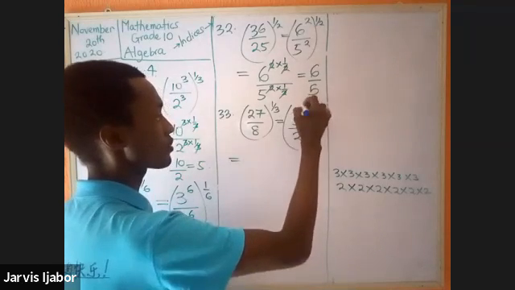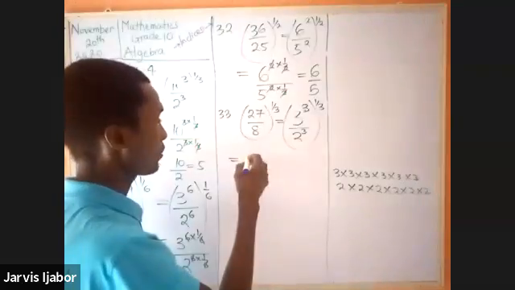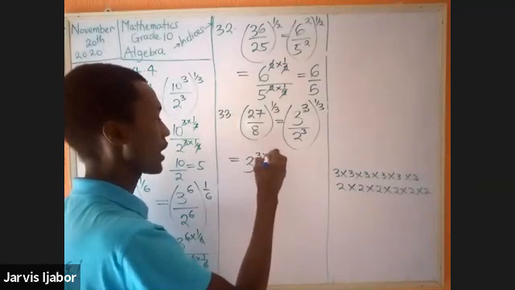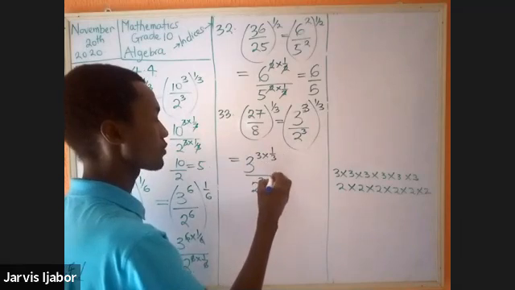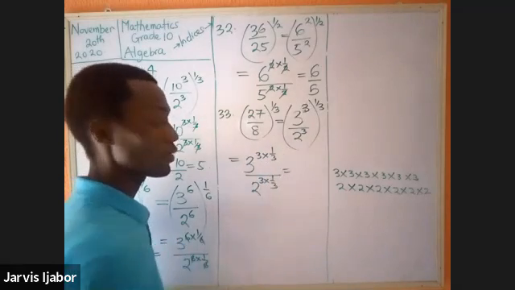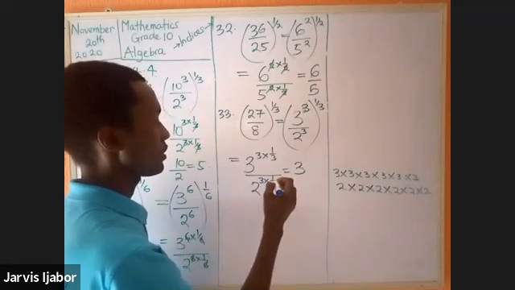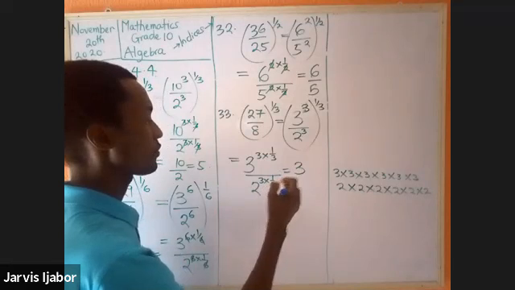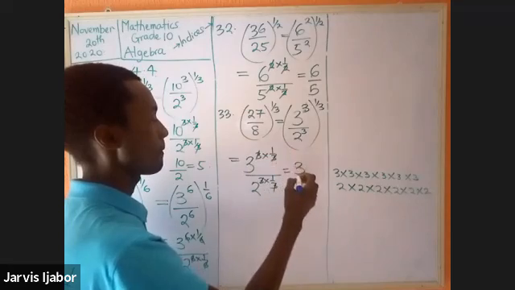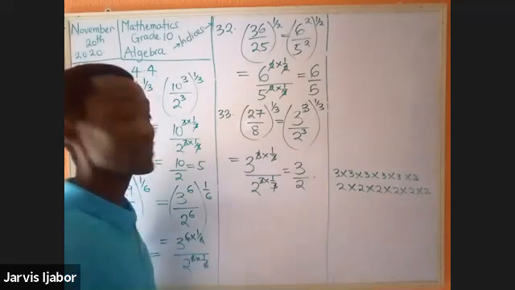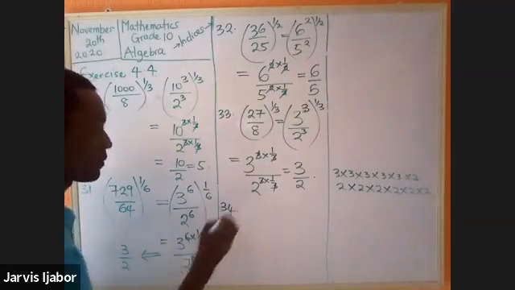Oh, sorry, let's not cancel yet. Some of us might not be used to that yet. So that will be 3 raised to the power of 3 times 1/3 divided by 2 raised to the power of 3 times 1/3. And that will be equal to 3 raised to the power of 1 over 2. So the answer is 3/2. So let's go to question 34.